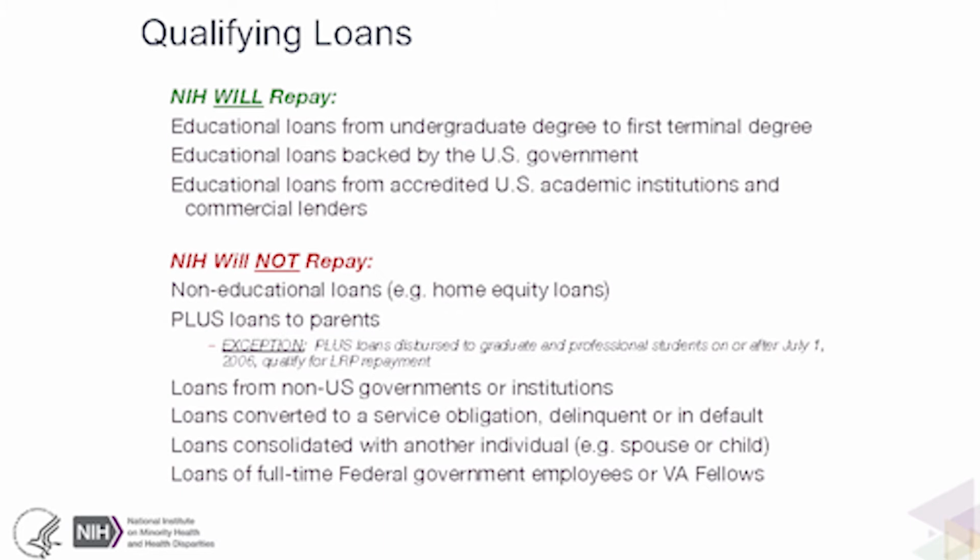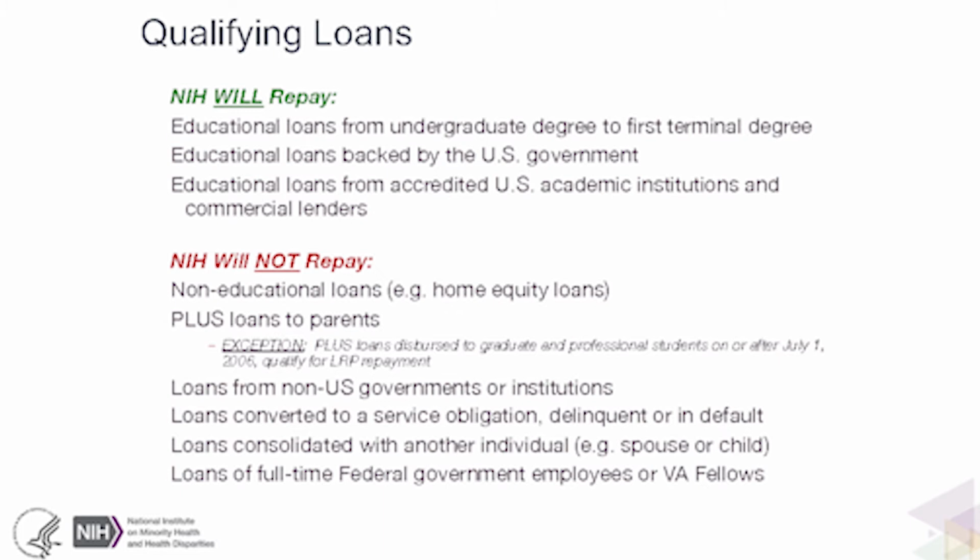NIH will not repay non-educational loans, so no home equity loans. The new Tesla that I would love to have, you cannot go out and buy one of those on the money that you receive from the loan repayment program. Plus loans to parents. It's a big want for me because I have a college-age kid, but those loans are not eligible for repayment. Also not eligible for repayment are loans from non-U.S.